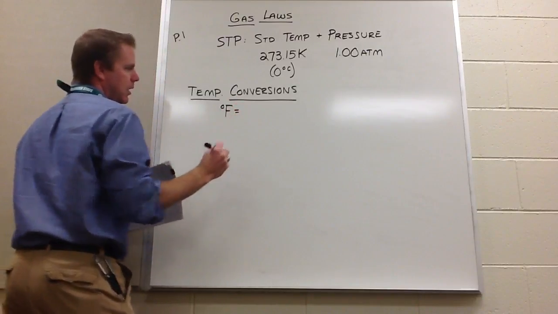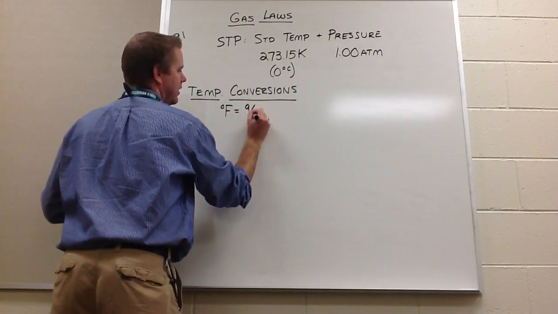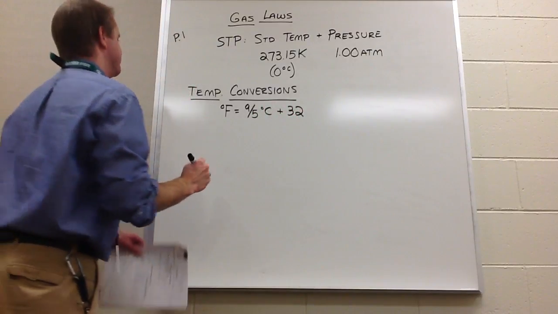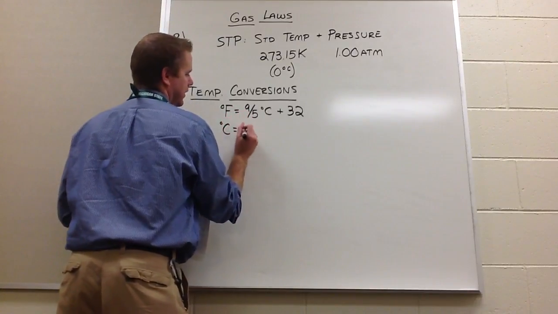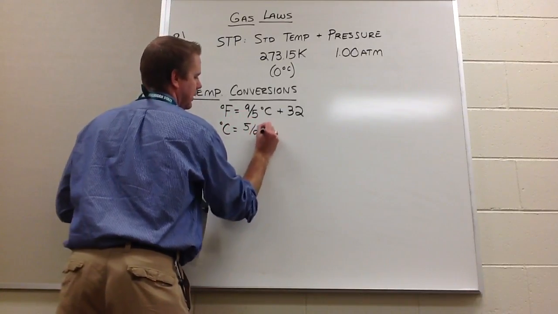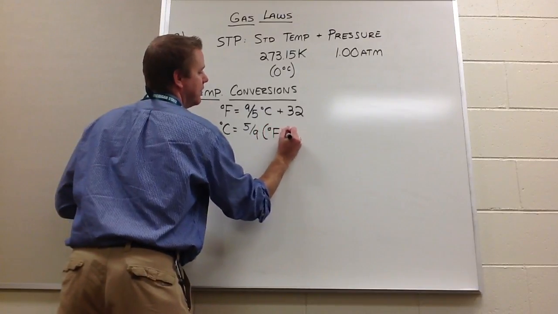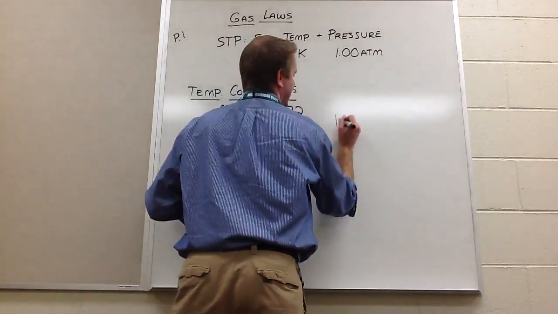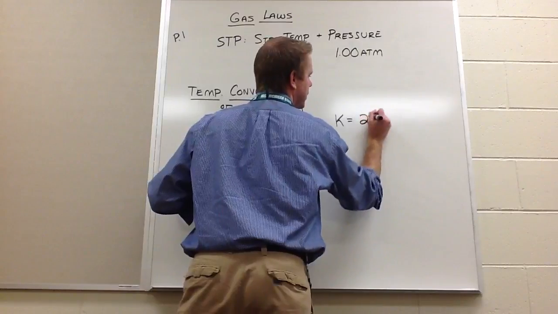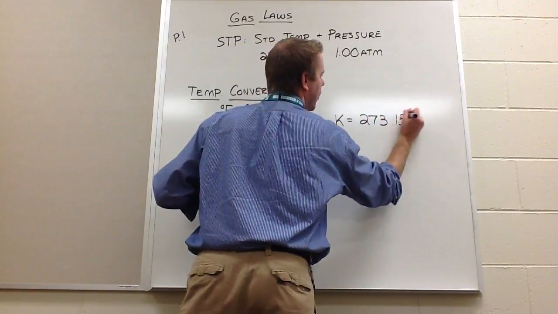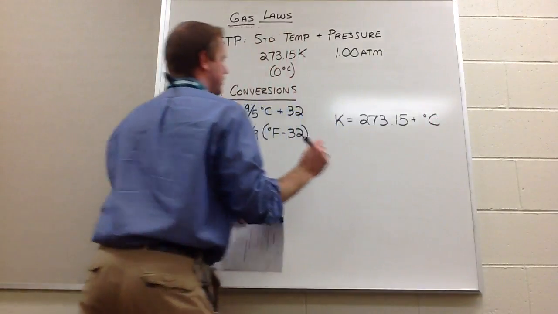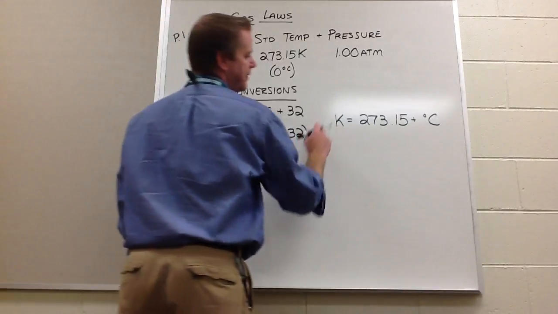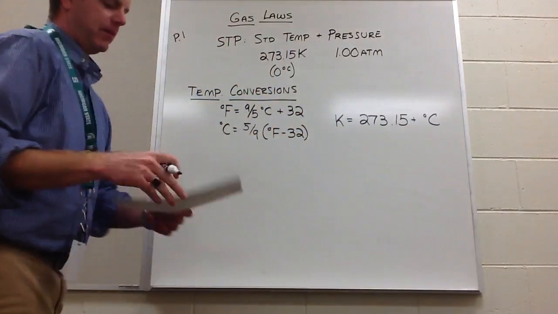Degrees Fahrenheit is equal to 9/5 degrees C plus 32. There's your first equation. The second one, degrees Celsius, is 5/9 times, you must put this in parentheses, degrees Fahrenheit minus 32. And then the last one is this: Kelvin equals 273.15 plus degrees Celsius. Let's note a couple of things. Degree symbols for Fahrenheit and Celsius, not for Kelvin. Okay? And again, these are just the basic conversions.